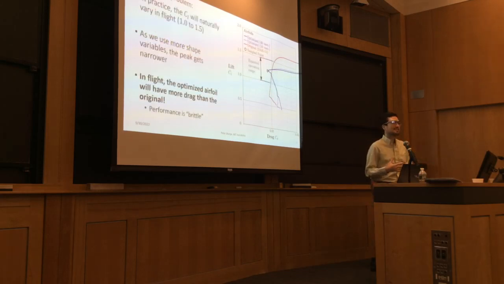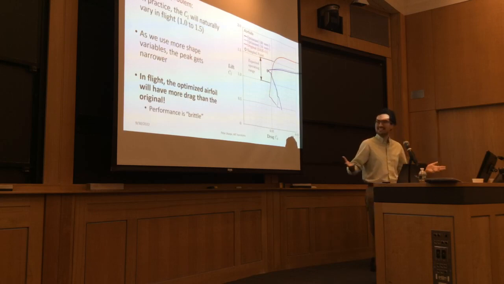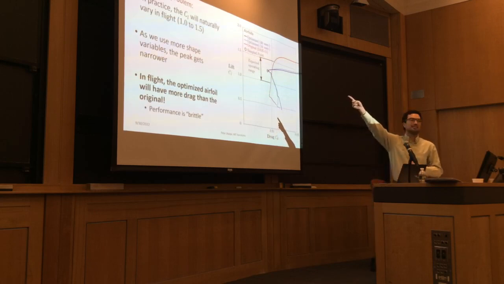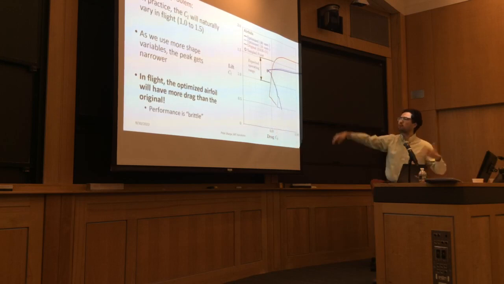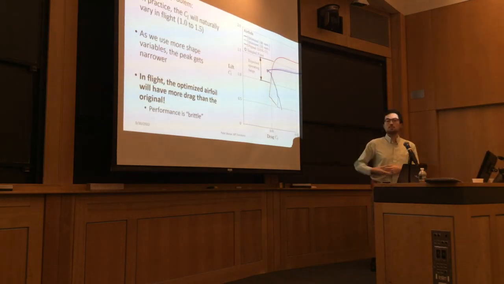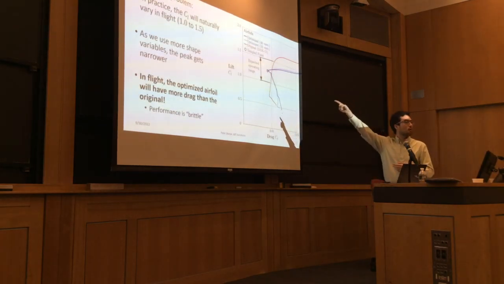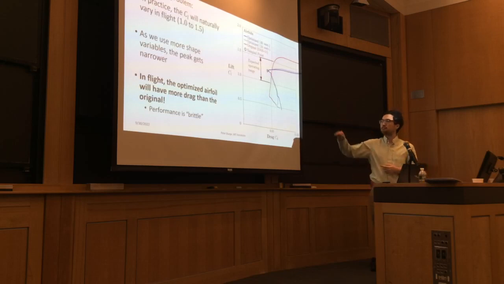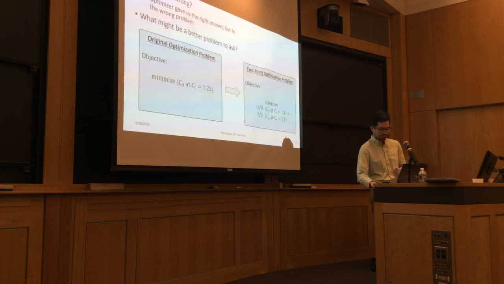So the question here is, okay, so it did what we asked. Is that a problem? And unfortunately, yes, it is. And the reason is that the CL of this airplane is going to vary naturally in flight from about 1 to 1.5 or so. And so as we use more shape variables, we get this peak that becomes narrower and narrower. And so in flight, this optimized airfoil is actually going to have, on average, more drag than the original. This is what we call brittle performance. It means that it's very sensitive to exactly what you asked.